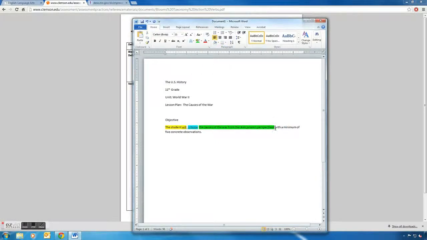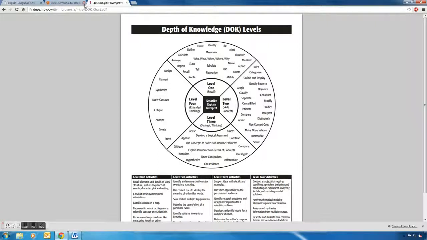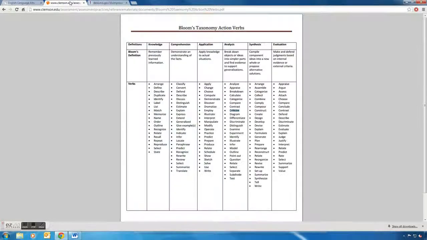And this is my level of mastery. So we got: the student will criticize the causes of the war from the Axis powers' perspectives with a minimum of 5 concrete observations per country. So DOK. And Bloom's is analysis.